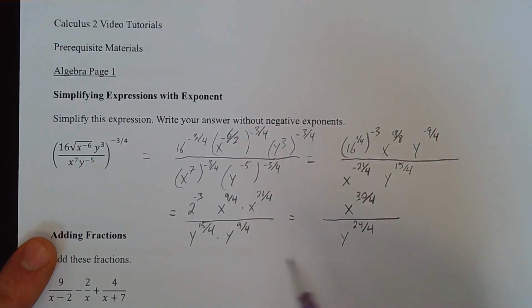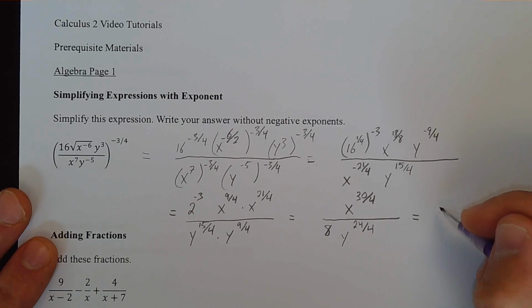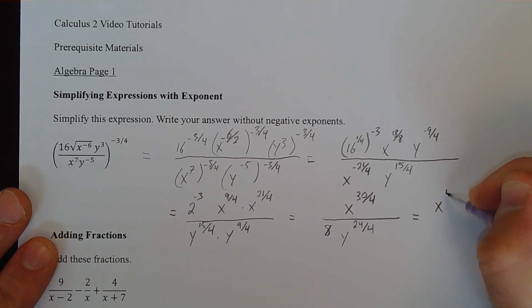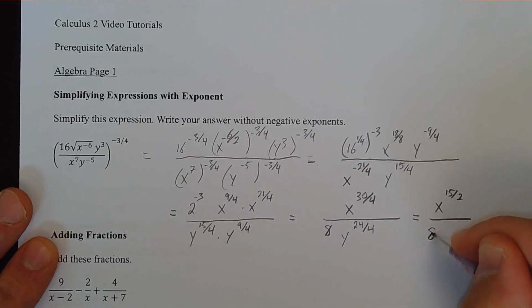If I add 15/4 plus 9/4, that's the same as 24/4. Now 2 to the negative 3rd, well, 2 to the 3rd is 8, but a negative 3rd would mean an 8 down here in the denominator. Finally, the last thing I can do is simplify this expression. 30 over 4 could be the same as 15 over 2. And this 8 is fine. 24 over 4 is the same as 6.